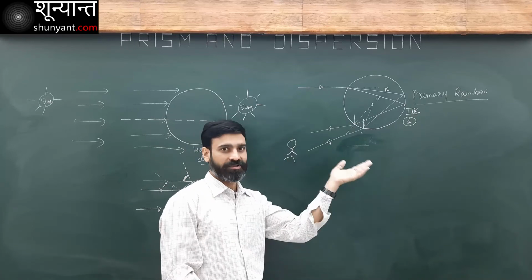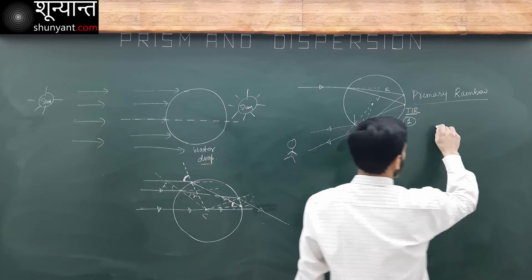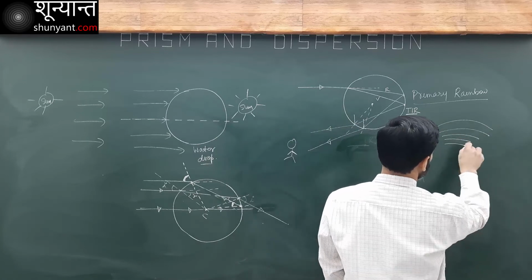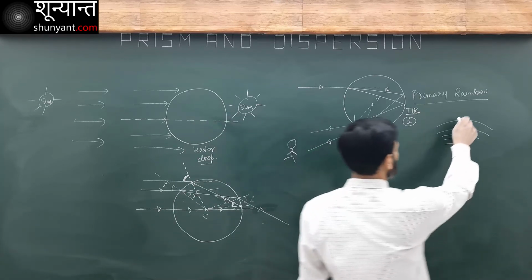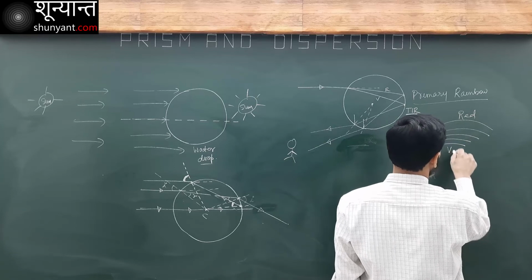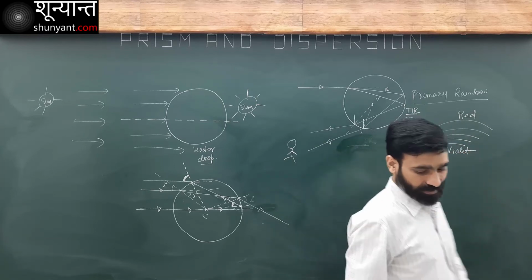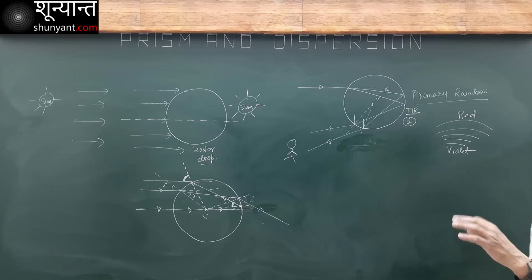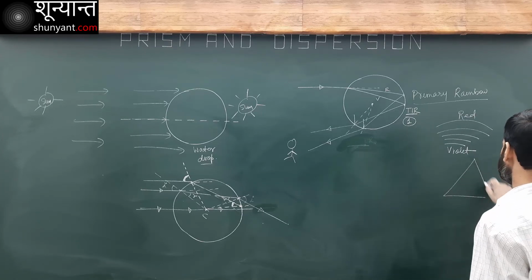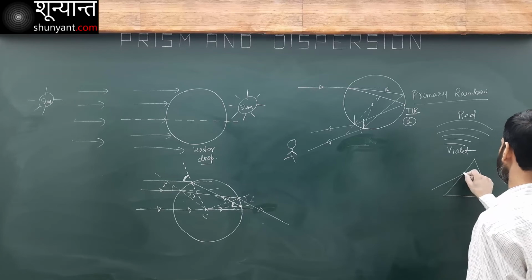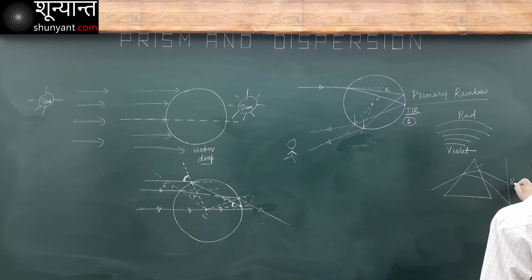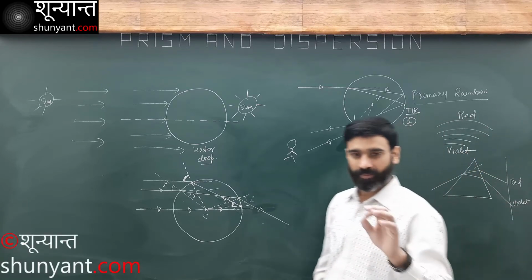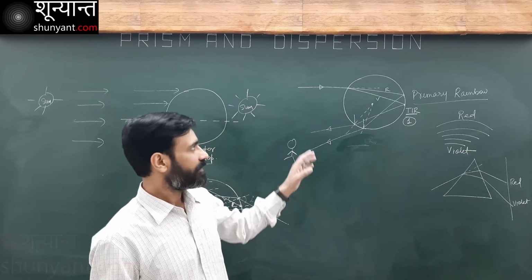Now what will be the sequence of color? What type of rainbow am I going to see? The sequence of color will be the normal sequence, the normal sequence that we find in a prism. It will be red here and violet here. Red and violet. The same sequence that we find in a prism, that sequence I see in the primary rainbow. Okay, this is red, this is violet. The sequence that I see from a prism, the same sequence I see in the primary rainbow.